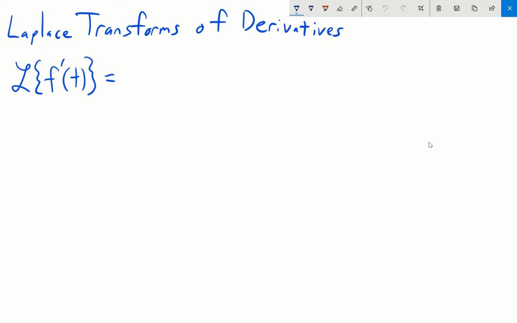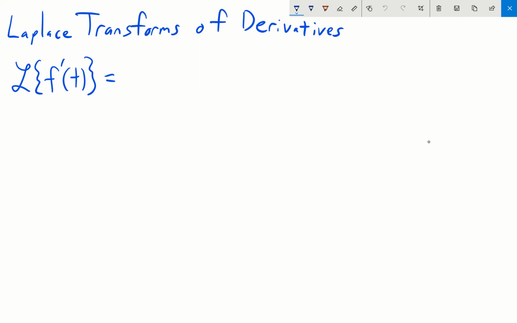The next thing we're going to do is learn how to take Laplace transforms of derivatives. Once we're able to do so, this will give us a new means of solving some differential equations. So let's start off by looking at the following. Suppose we want to find the Laplace transform of f prime of t. And let's suppose that f prime of t is continuous.